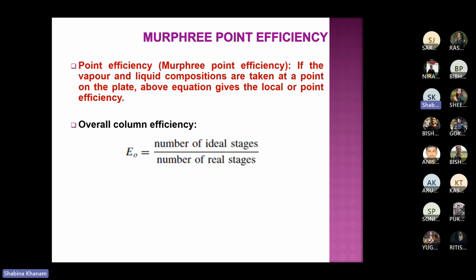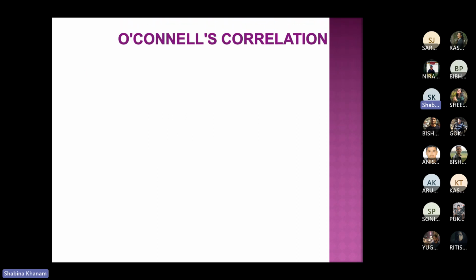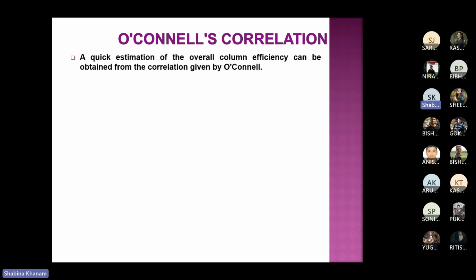Now we will build over it. We have a few correlations, a few approaches through which you can find the efficiency. The first approach is the O'Connell approach, or O'Connell's correlation, and this correlation calculates the overall column efficiency.